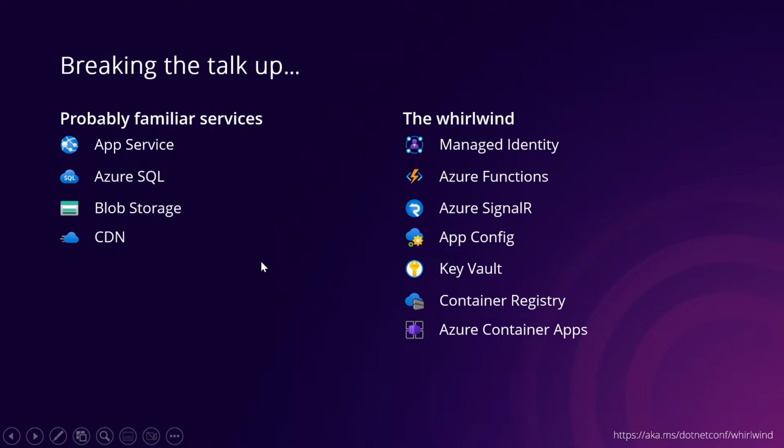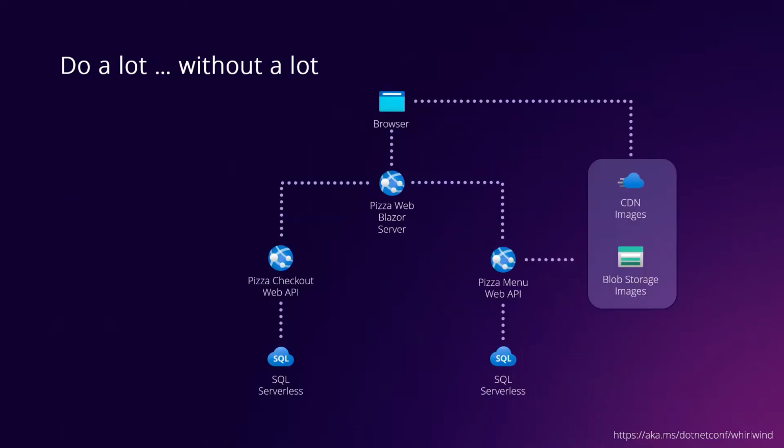First off, we're starting up with app service, database, blob storage, CDN, and then we're going to get crazy and talk about Azure Functions, SignalR, Key Vault, and App Config, and also container registry and then container apps. So our very first one is super simple.